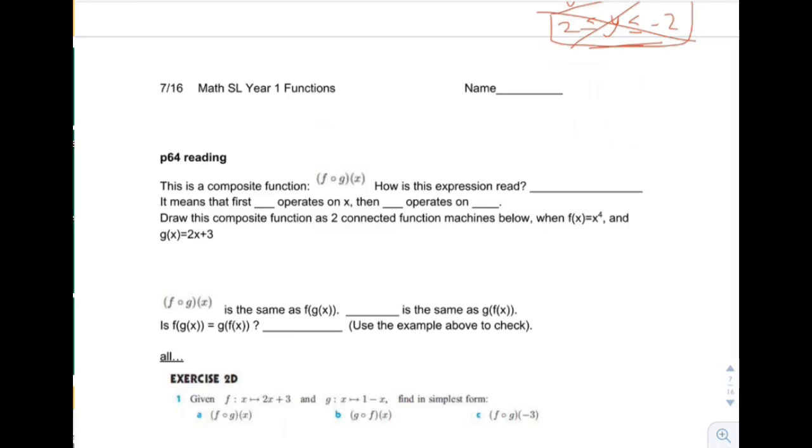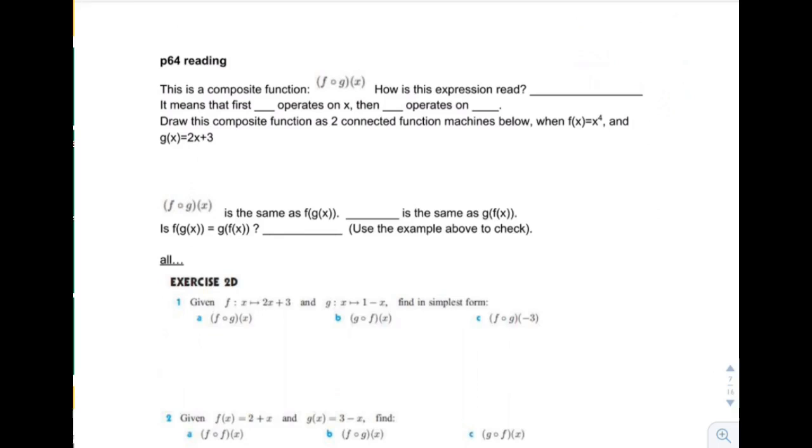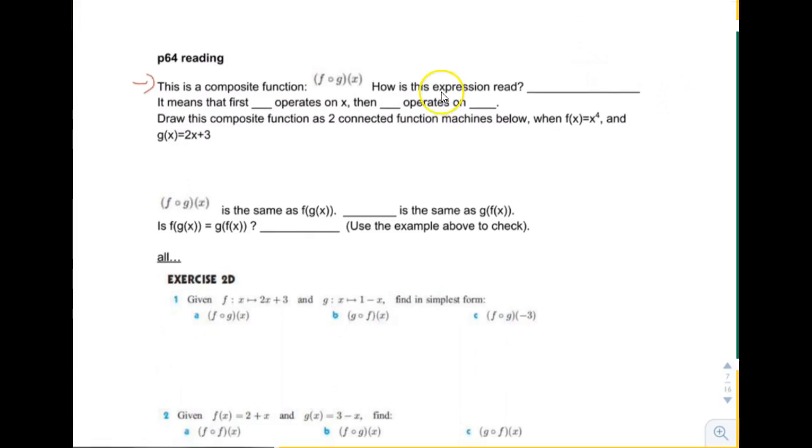Page 7 of functions. On page 64, the reading says that this is a composite function, f of g of x, or f composed with g of x. So basically this means g operates on x first, and then after that f operates on g. How is this expression read? The way the book reads this is f following g.